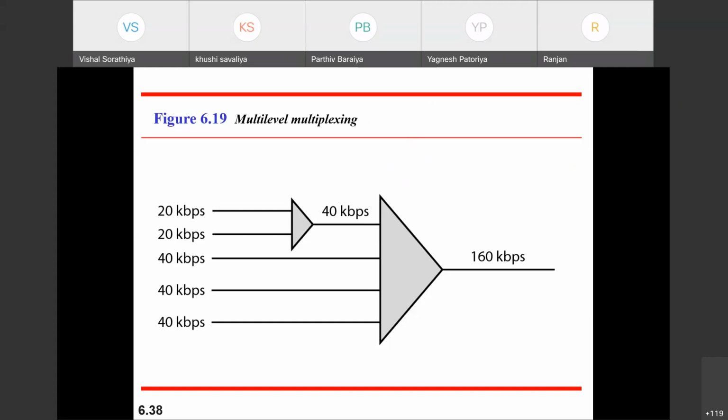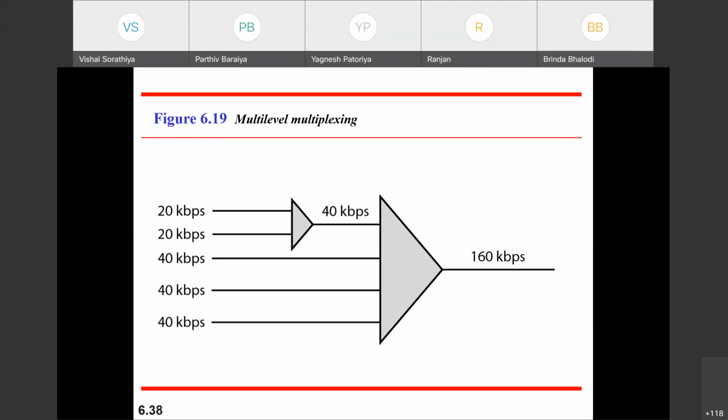So what is the issue? Let's consider you have some odd data rates: 3 stations having 40 kbps and 2 stations having 20 kbps. To fulfill the data rate, the input data rate must be common. तभी जाके वो multiply by 4 होगा ना.